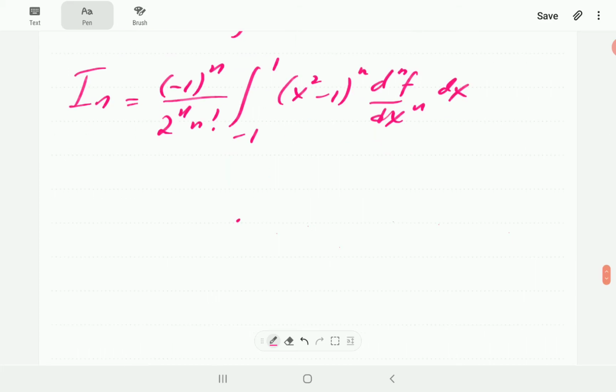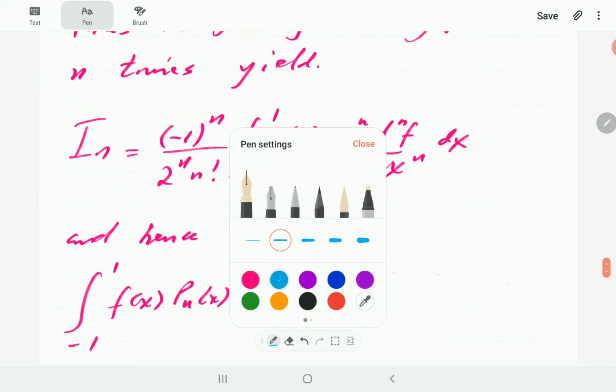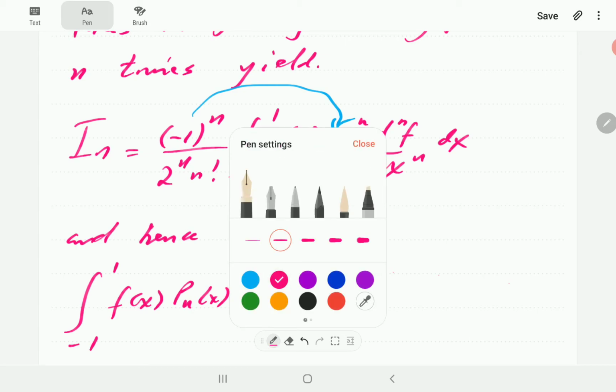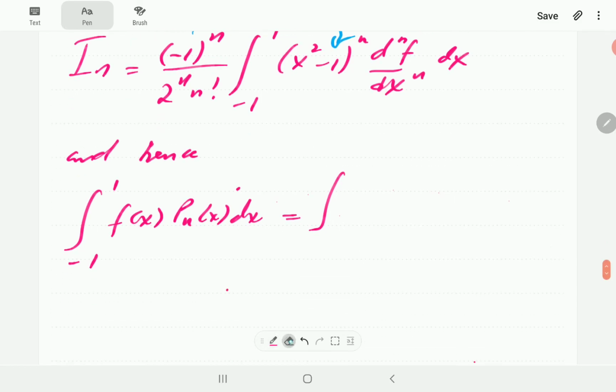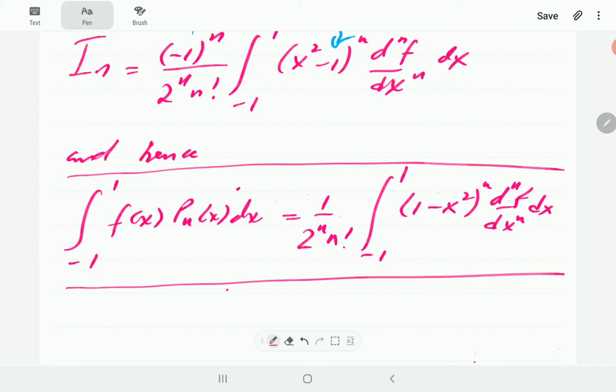So what this does mean is that the integral of f of x times this polynomial, what we will do is absorb this term into that polynomial there, because they're both to the power n. So then this is just going to be the integral, we've got that coefficient 1 over 2 to the power n times n factorial, the integral from minus 1 to 1 of 1 minus x squared to the power n, then the nth order derivative of f times dx. So this is going to be a very useful result going forward.